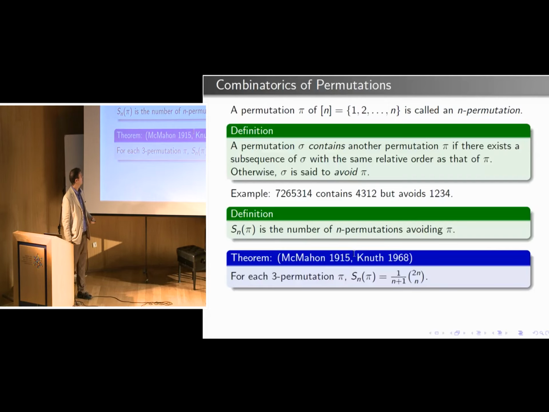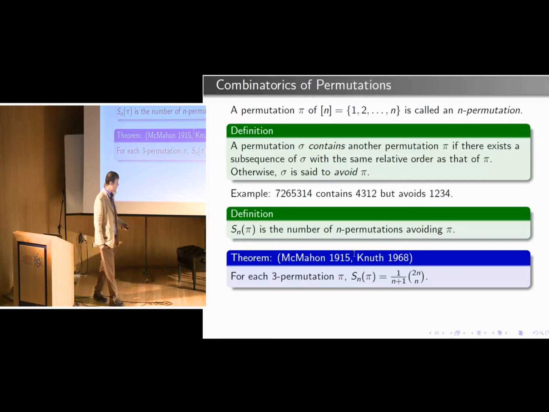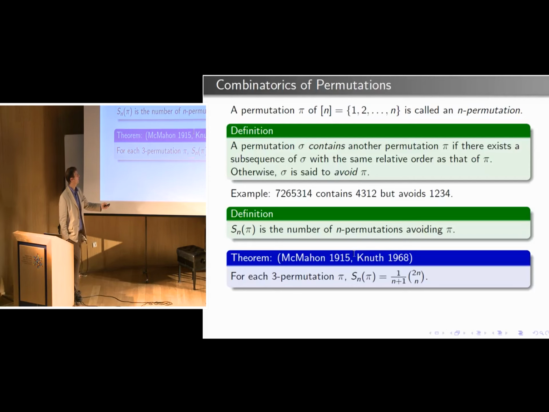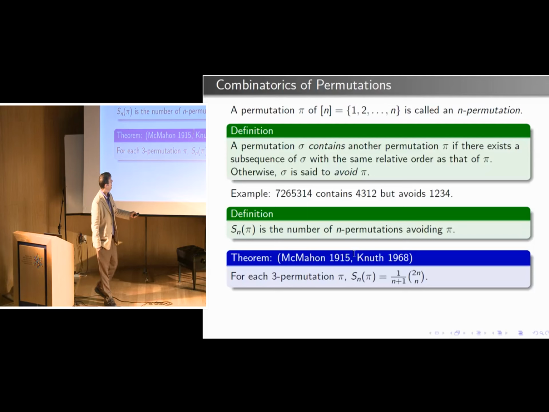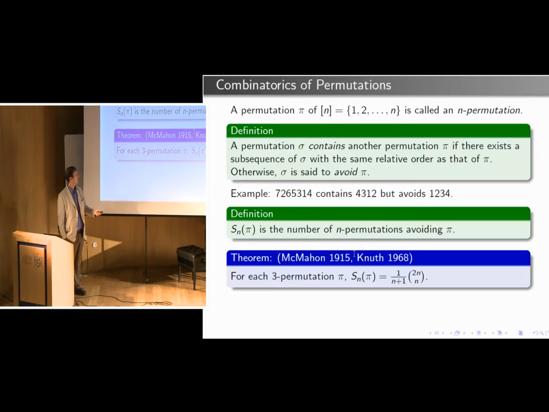There are classical results in this area of MacMahon and Knuth, which say that this Sn(pi), for pi being any 3 permutation, so it doesn't matter which of the 6 3 permutations you pick, is always the nth Catalan number. And you may ask what happens now for 4 permutations, 5 permutations. Now, the nth Catalan number is very roughly 4 to the n. Let's forget about lower order terms. So this grows exponentially in n with constant 4. Does this happen in general?